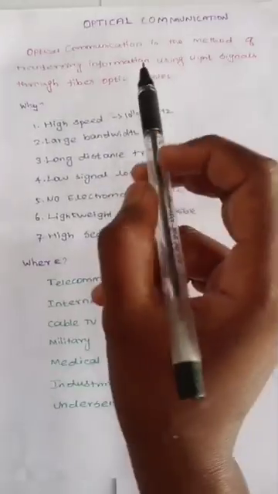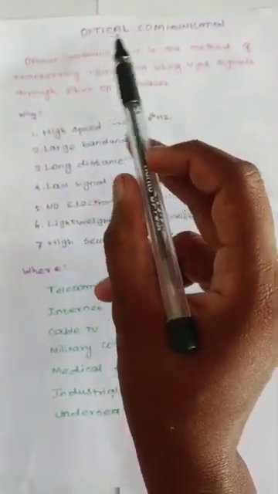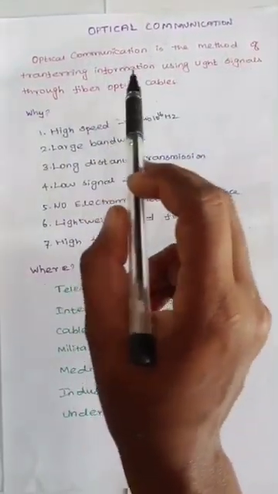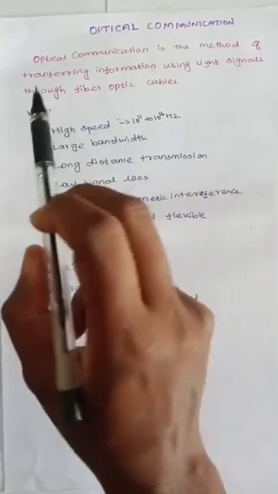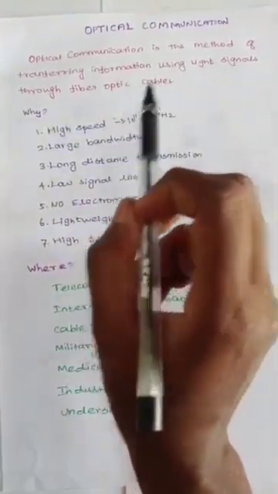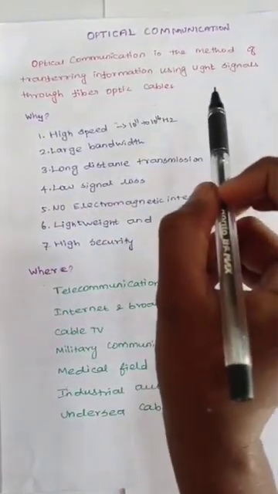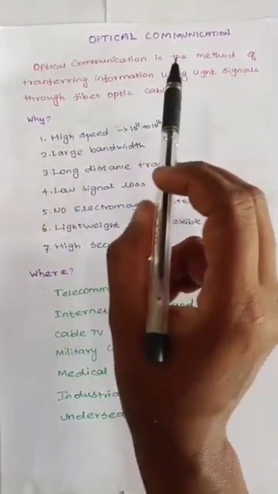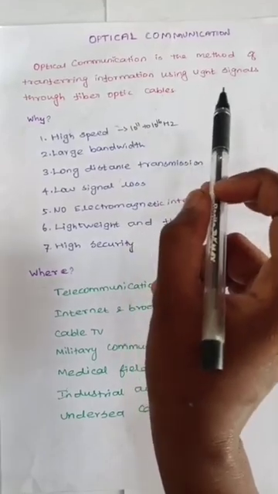Hello all. Today we are going to discuss the basics of optical communication. Optical communication is the method of transferring information using light signals through fiber optic cables. Here we are using light signals to carry the information from source to destination. Why we are going for optical communication is because we are using light signals.